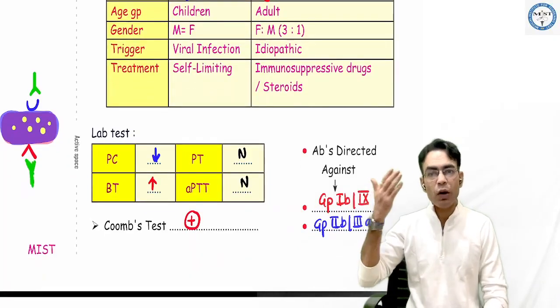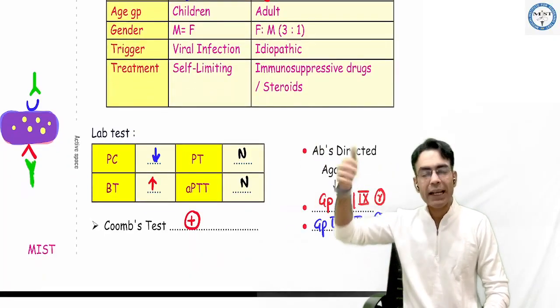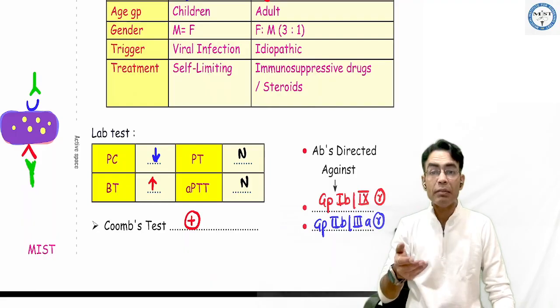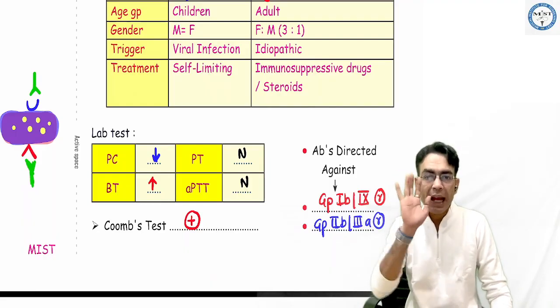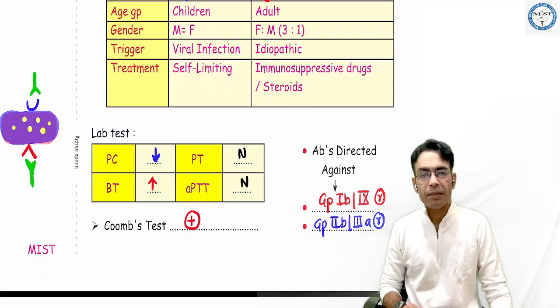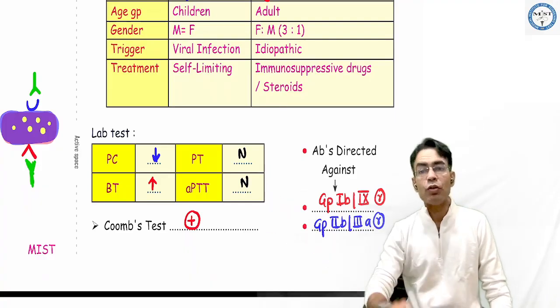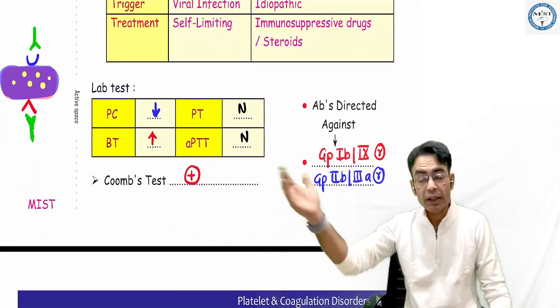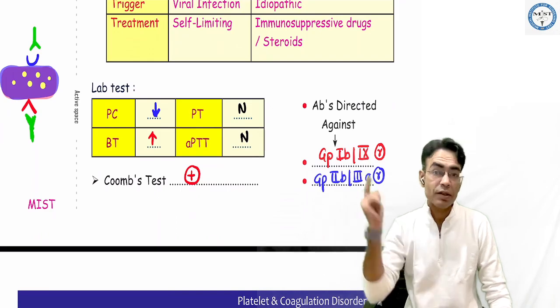Lab test: platelet count. Immune thrombocytopenia, so platelet count is less. Patient having bleeding, so bleeding time more. Is there any coagulation factor problem? No, so PT, APTT normal. When you're finding antibodies you have to do Coombs test. And what is the antibody destroying? They are destroying the semicircular and triangular receptors, ye dekha.